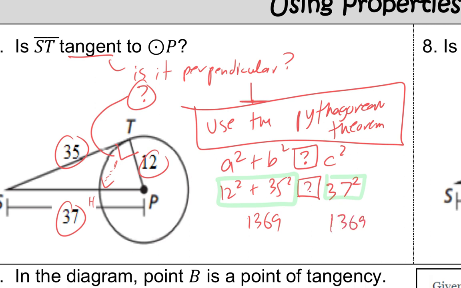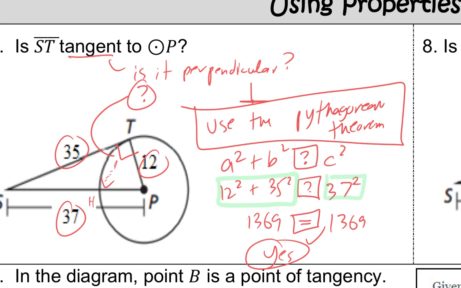Okay, so what we would do over here is we ask ourselves, are those equal to each other? Is this equal to this? Yes, it is equal to it. So that means yes, it's tangent. Okay, so that's our critical thing. Does it make a right triangle? If it does, that means this line is tangent. So we're asking if it's perpendicular.